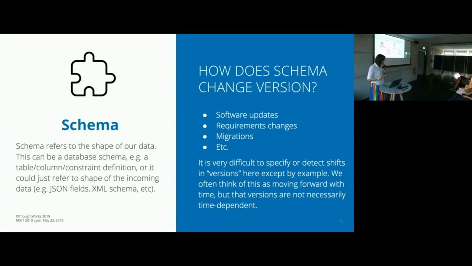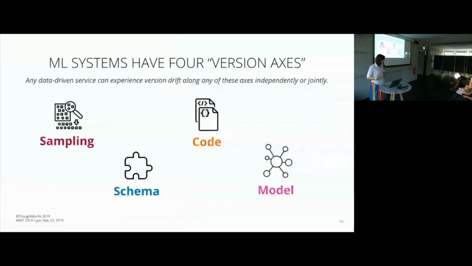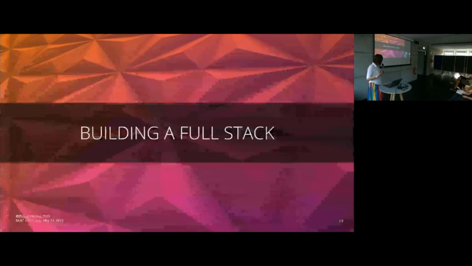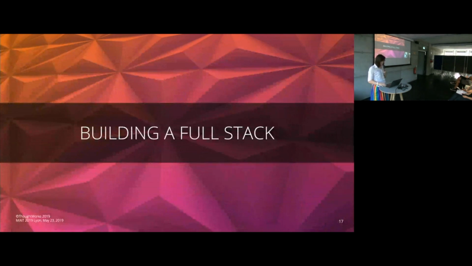So if we think about a machine learning system as having 4 different version axes, we can start to conceptualize the challenge of doing machine learning in a continuous delivery way, because each of these things can drift independently or concurrently, which makes the challenge of doing machine learning in a continuous delivery sense sort of 3 orders of magnitude bigger than just standard deterministic software engineering. So let's talk about what we would need in a full stack.